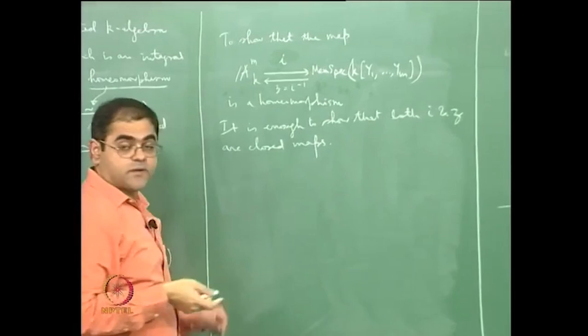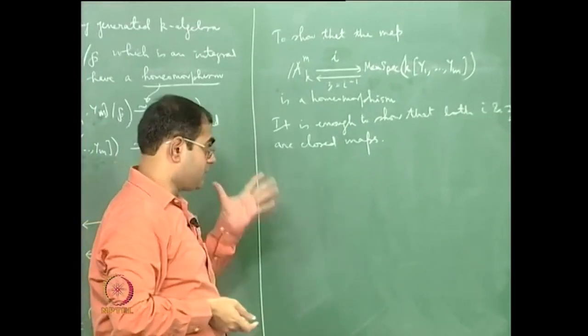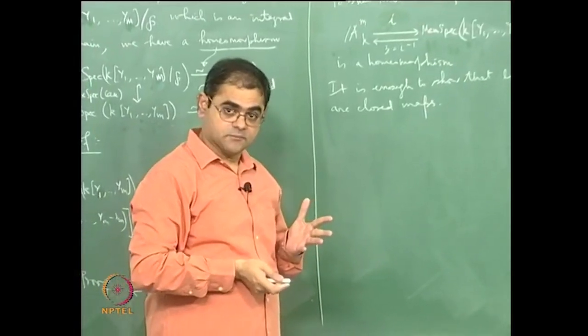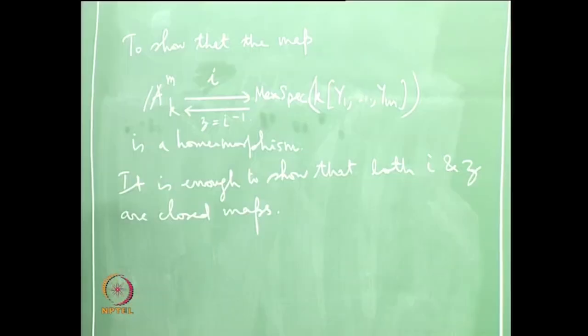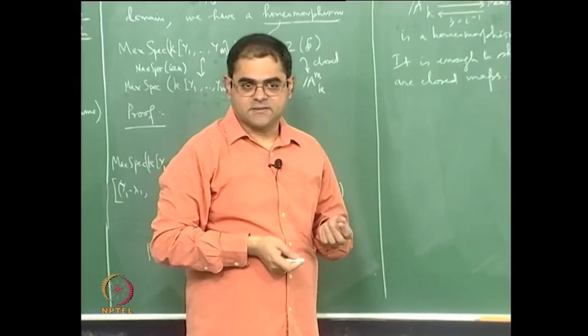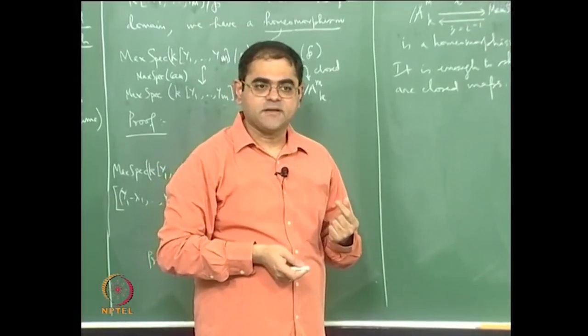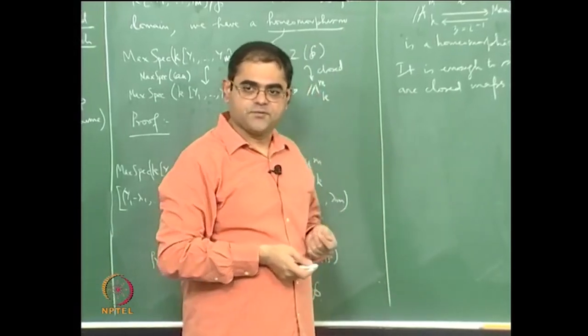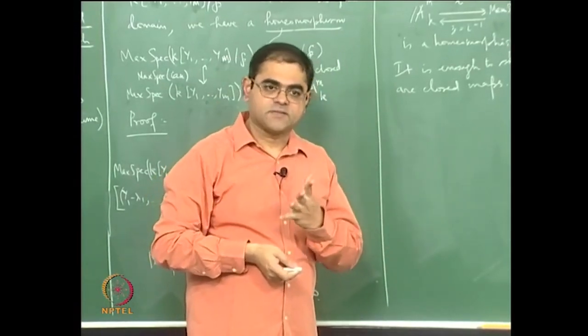So in other words, what does it mean? A map is said to be closed if the image of every closed set is closed, okay. And it is equivalent to even showing that they are open maps, but we always work only with closed sets because that is how the Zariski topology is defined. The topology is specified by only defining closed sets, okay. So we always try to do all the checking with respect to closed sets.